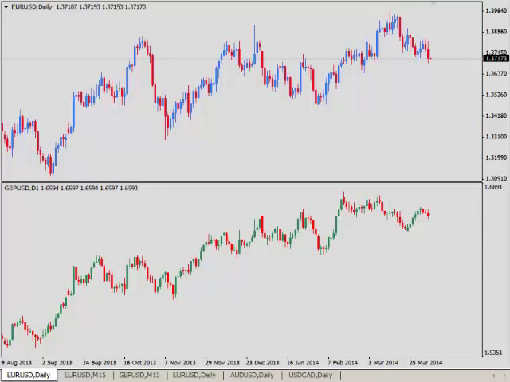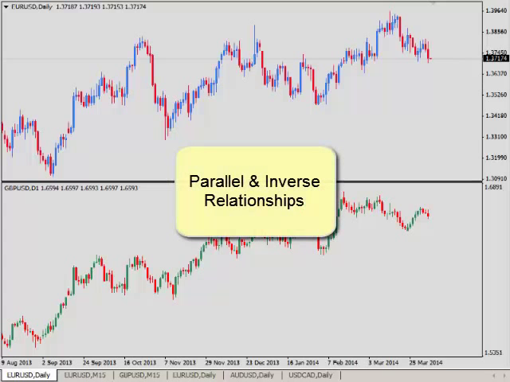There's this old adage that says to kill two birds with one stone, meaning the ability to accomplish two tasks with one action or one unit of effort. And you're able to do that in the Forex market. So today I want to talk about parallel relationships and inverse relationships.